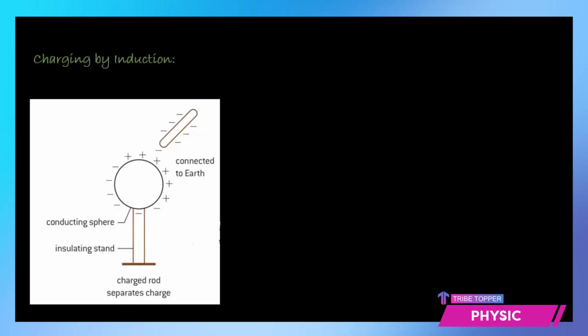So let's understand the other way of charging. Instead of rubbing, we have charging by induction. In charging by induction, what do you see here? We have taken a neutral metal sphere. A neutral metal sphere means it has an equal number of electrons and protons.